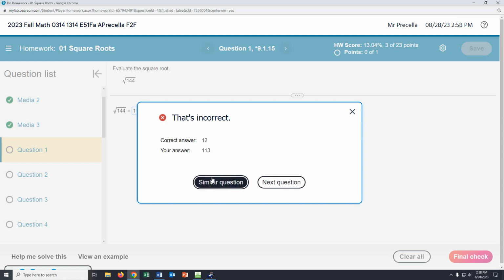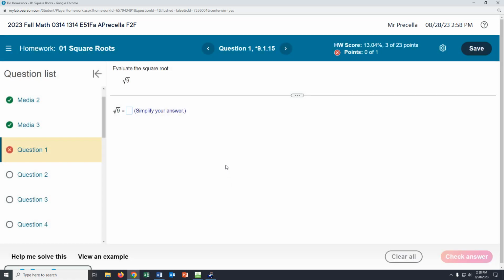Don't go to next question. You want to get the little green check for this problem. That's where you say similar question. For answers that you have to type in yourself, you have 3 chances to type the correct answer. What would I type in for this? The square root of 9.